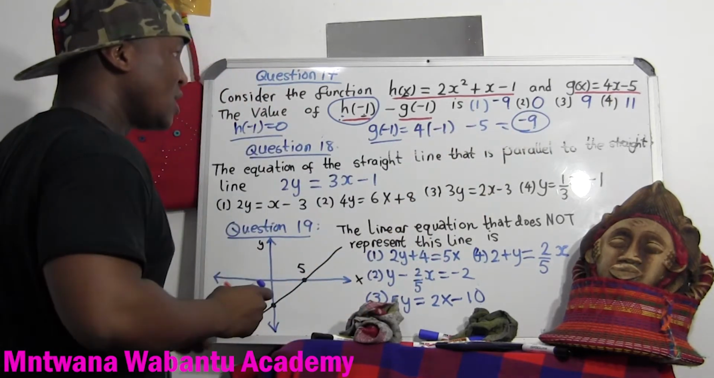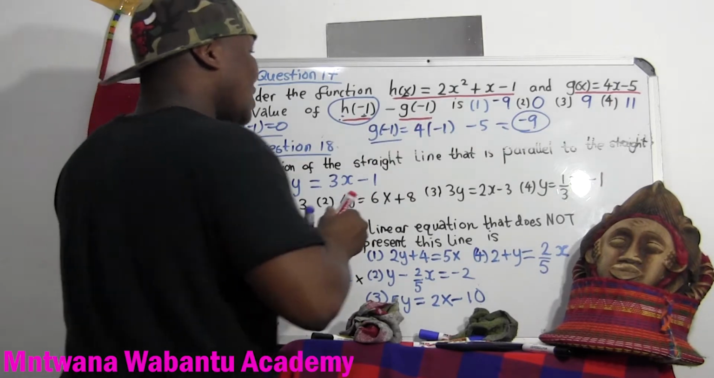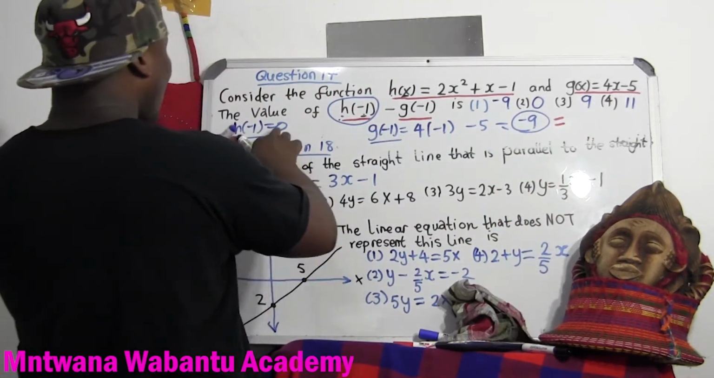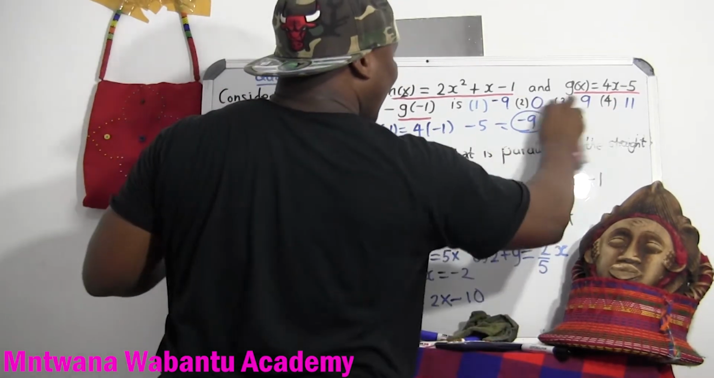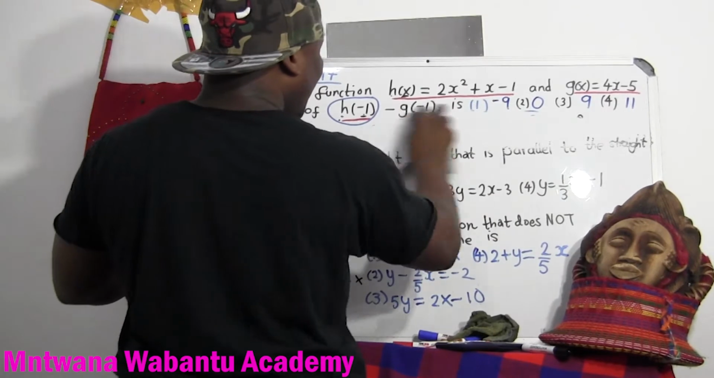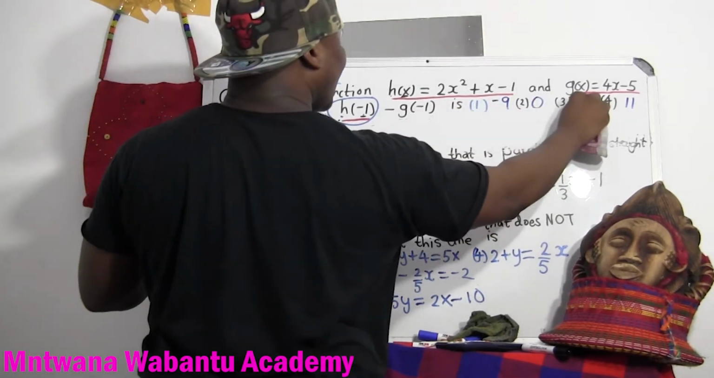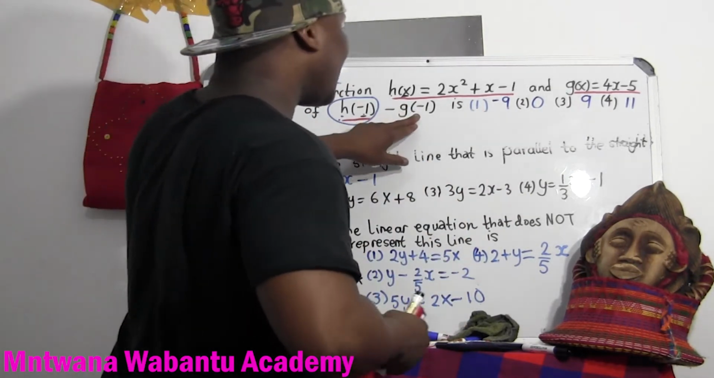And what do they want us to do? They say you should take h of -1 minus g of -1. So h of -1 equals 0, and g of -1 equals -9, right? I forgot how I got that, but I can just plug it in here.